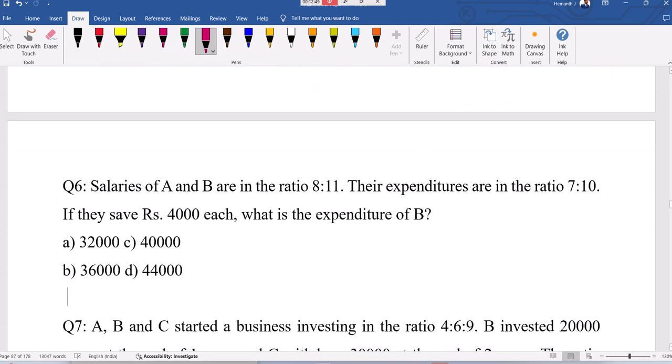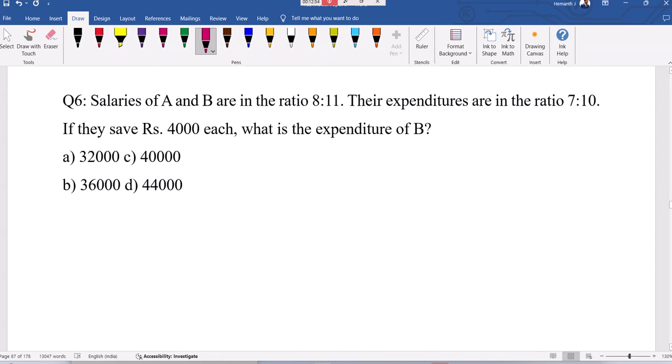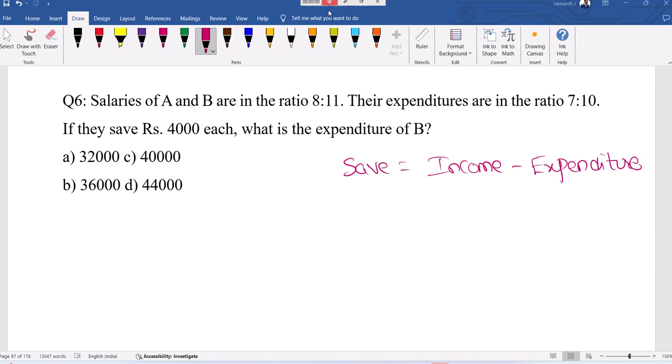Now see this next question. Salaries of A and B are in the ratio 8:11. Their expenditures are in the ratio 7:10. If they save rupees 4,000 each, what is the expenditure of B? Salary means your income. Expenditure, saving. Saving is income minus expenditure. Guys, solve this question. Saving is income minus expenditure. Solve this.